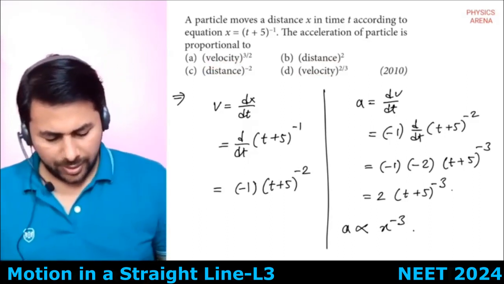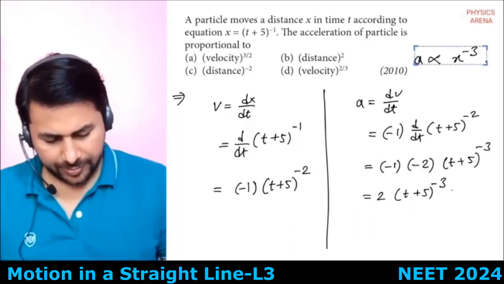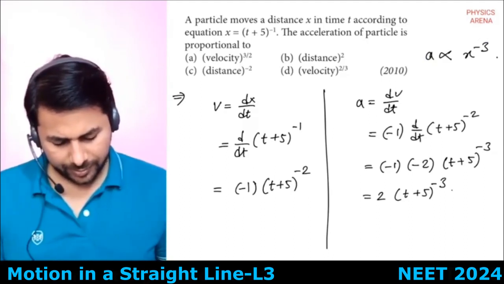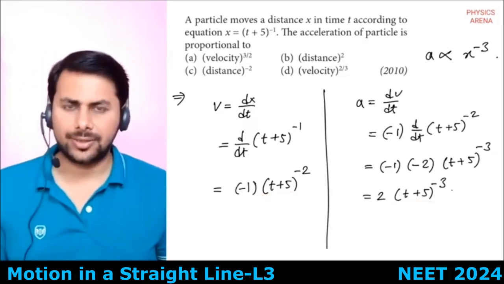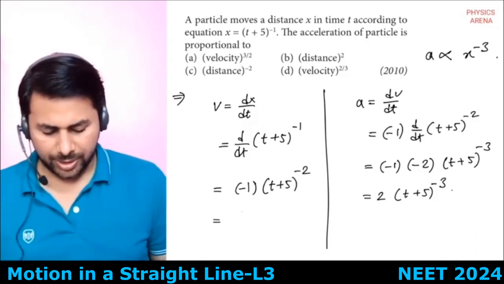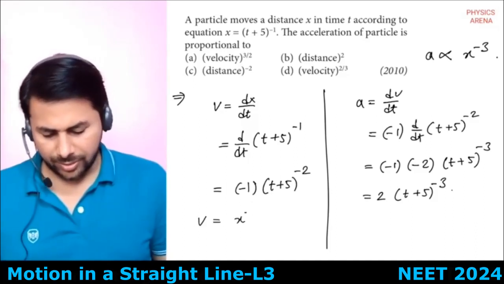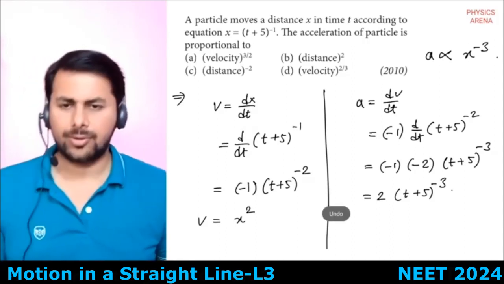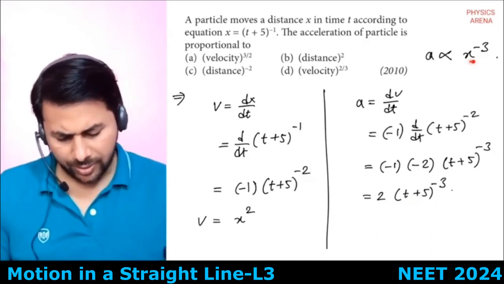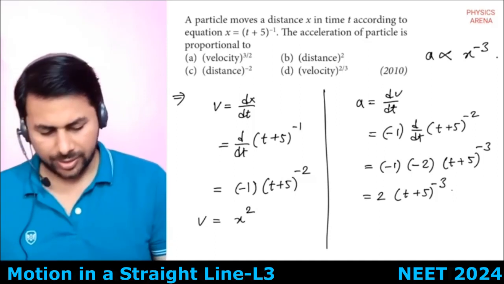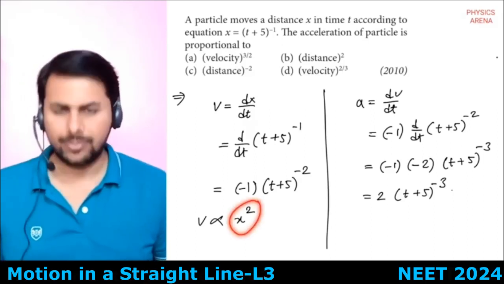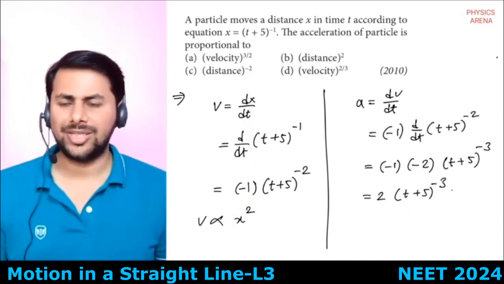Okay, so let us check that. Okay, so this can be related to velocity, right? So you can say that v is directly proportional to x raised to 2, and a is directly proportional to x raised to, not 3, minus 3, x raised to 3. So can I say v is proportional to x raised to 2? Yes, no?